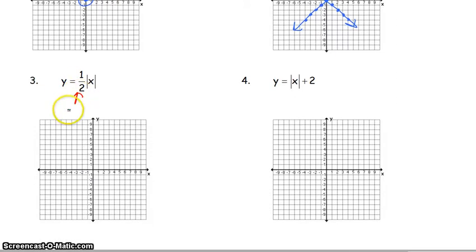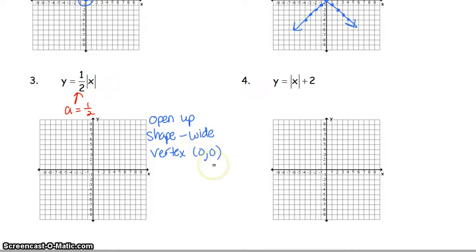Next, we look at our a value. In this case, our a value is 1/2. It's positive, so it's going to open up. The shape, because it's a fraction between 0 and 1, it's going to be a wide shape. And our vertex, can we look in? There's no number being added or subtracted inside the absolute value bars. There's no number being added, subtracted on the outside. So our vertex is still at 0, 0.